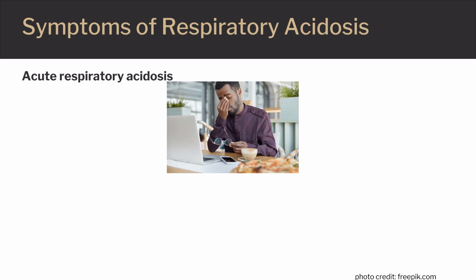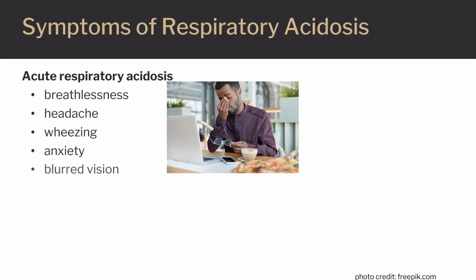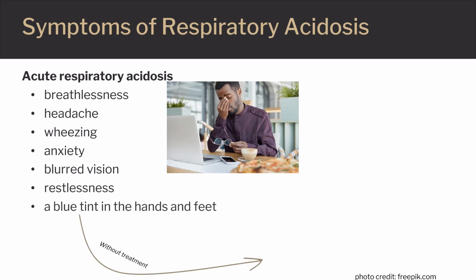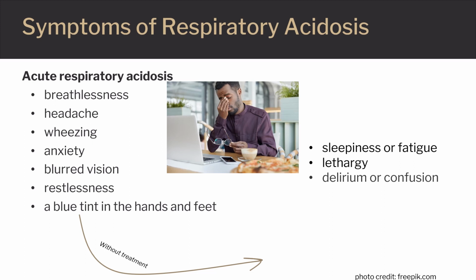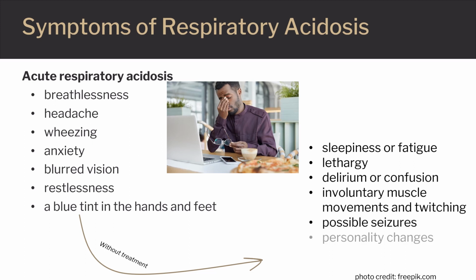Initial signs of acute respiratory acidosis include breathlessness, headache, wheezing, anxiety, blurred vision, restlessness, a blue tint in the hands and feet if oxygen levels are also low. Without treatment or in people with severe presentations of respiratory acidosis, other symptoms may also occur. These include sleepiness or fatigue, lethargy, delirium or confusion, involuntary muscle movements and twitching, possible seizures, personality changes, and coma.